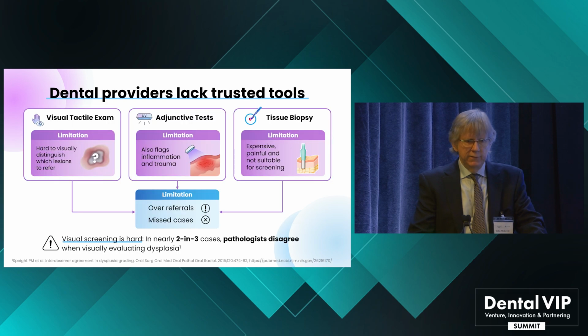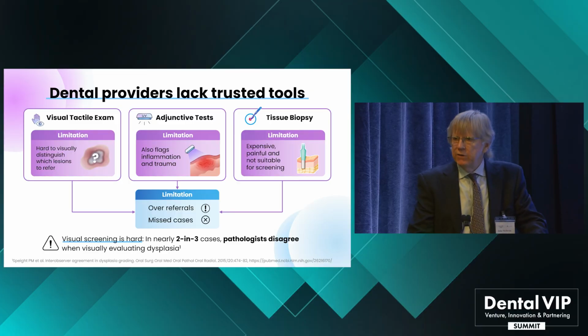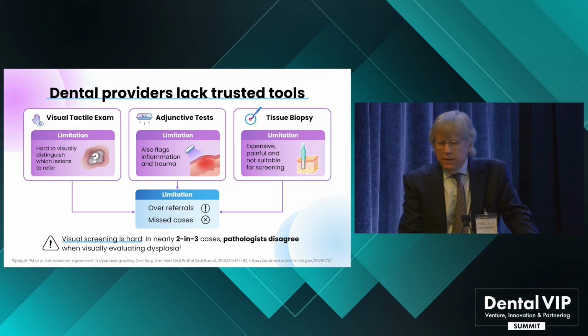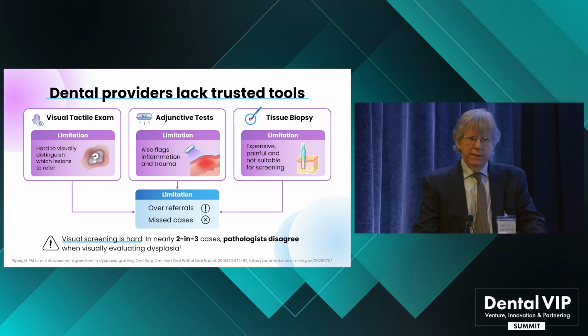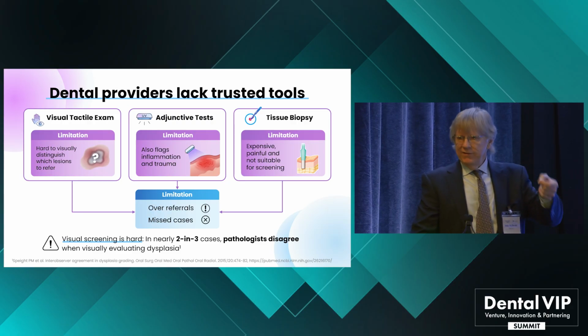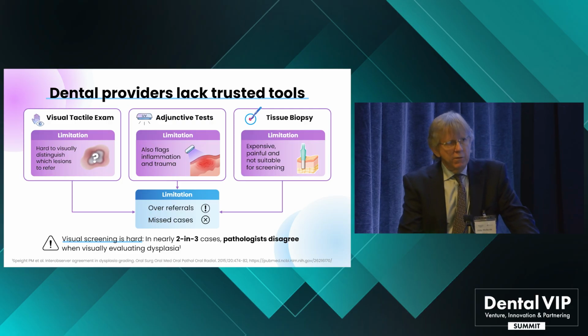So dentists and doctors today lack trusted tools in this space, and there are 3 main classes of tools that operate here. The first is the visual and tactile exam, which is very difficult to distinguish between, let's say, a benign lesion and a mild oral epithelial dysplastic lesion. Then there are existing adjuncts on the market today, but these are prone to false positives in many cases and lack the trust of the community.